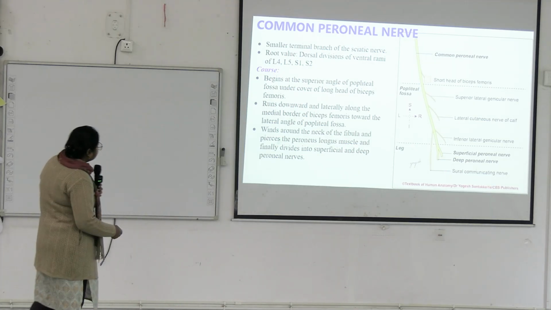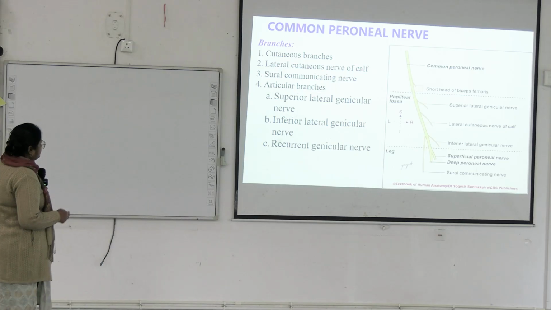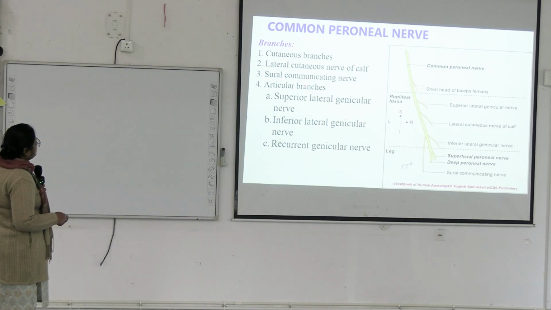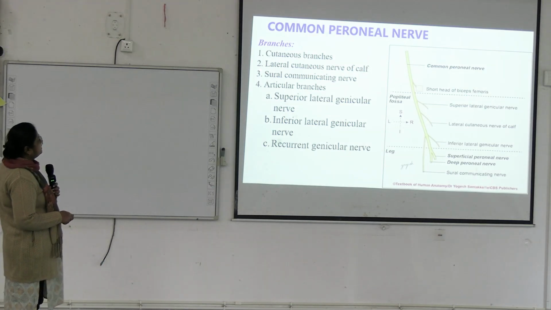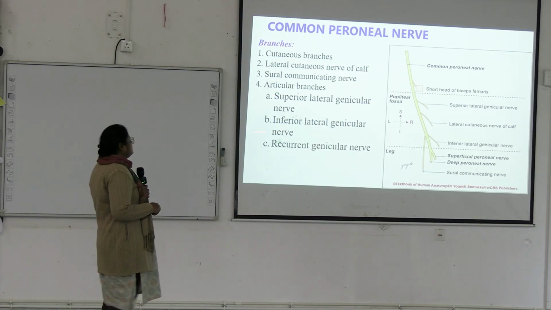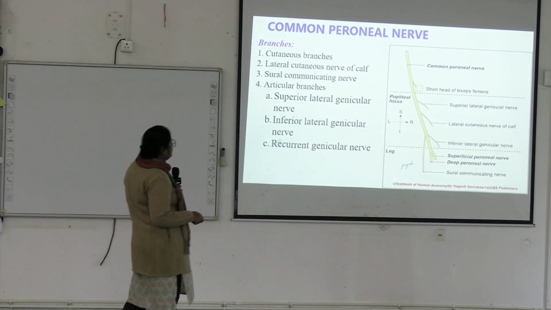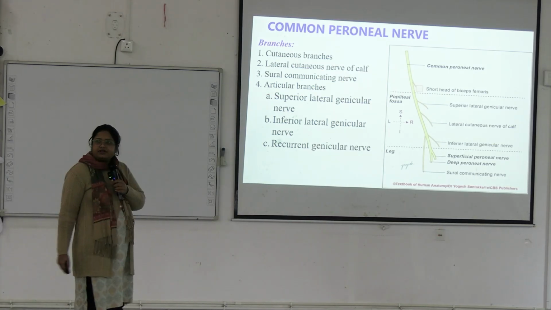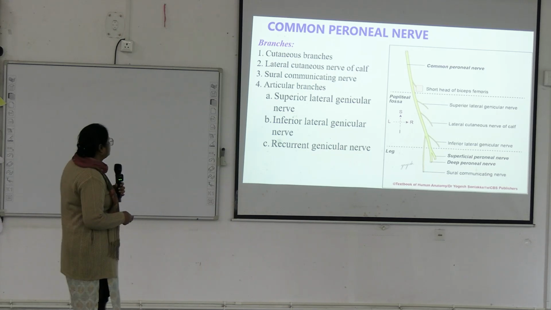So these are the cutaneous branches. These two are the cutaneous branches, lateral cutaneous nerve of the calf and sural communicating nerve. And the articular branches are three: superior lateral genicular, inferior lateral genicular, and recurrent genicular. Okay, understood? These are the branches.